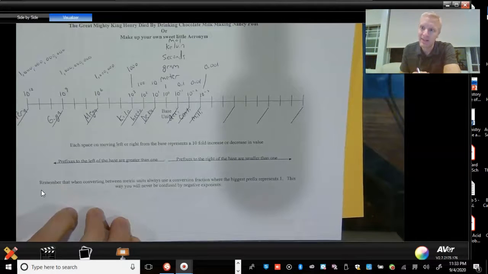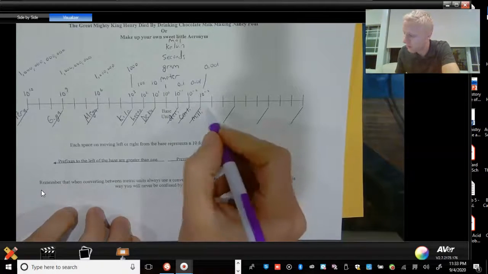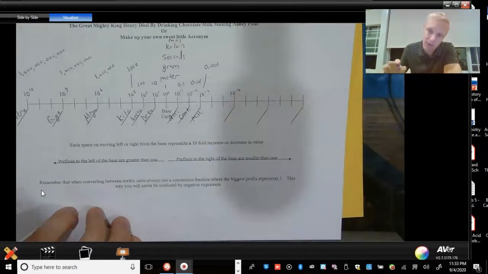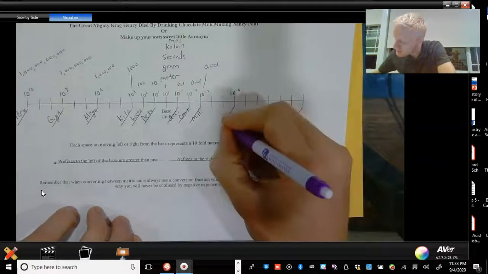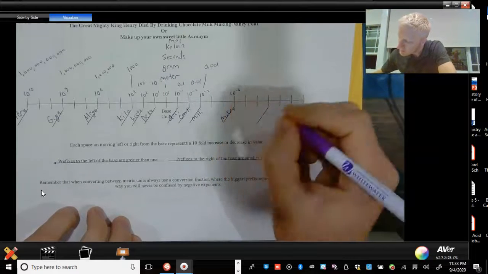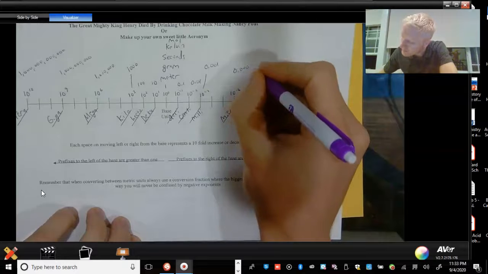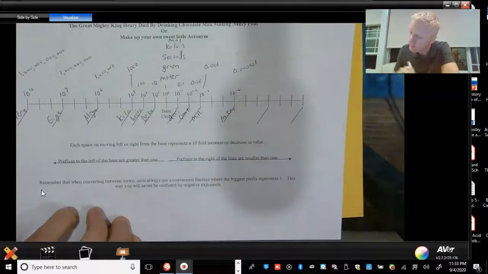Alright, now we got the challenge ones. So we're going 1, 2, 3 steps. 10 to the negative 6. And you've heard this in biology. It's micro. Micro. And that's 1, 2, 3, 4, 5, 1. 0.00001 meters are in 1 micrometer.